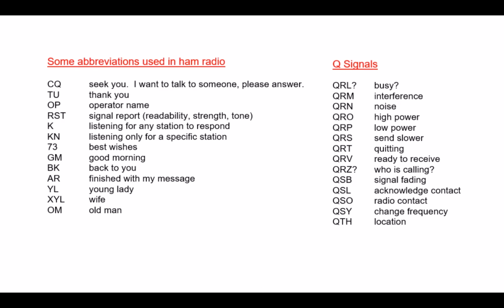The next question, what does the Q signal QRN mean? QRN means I'm troubled by static. I'm having trouble copying you, there's a lot of static. QRM means there's interference. So remember, N for noise, QRN, N for noise, there's static.